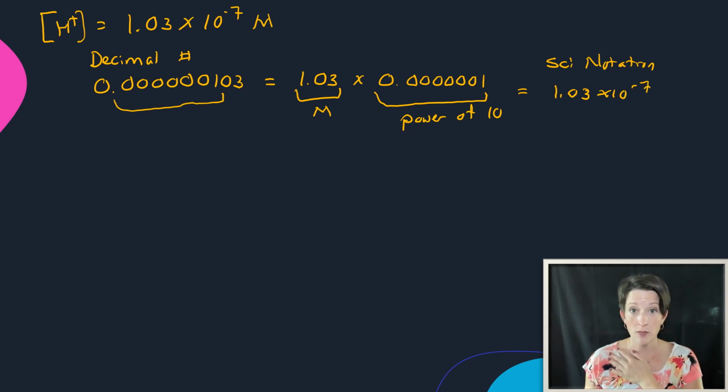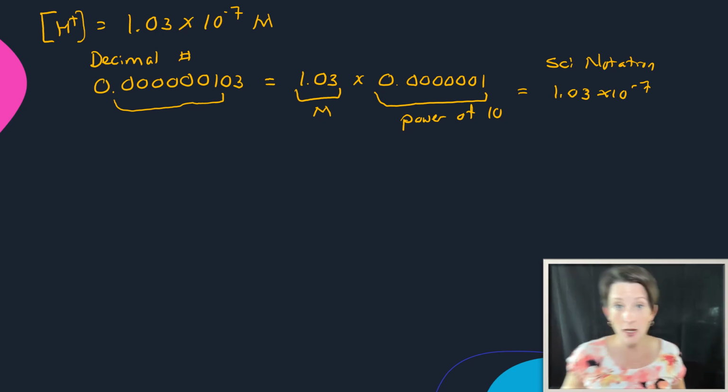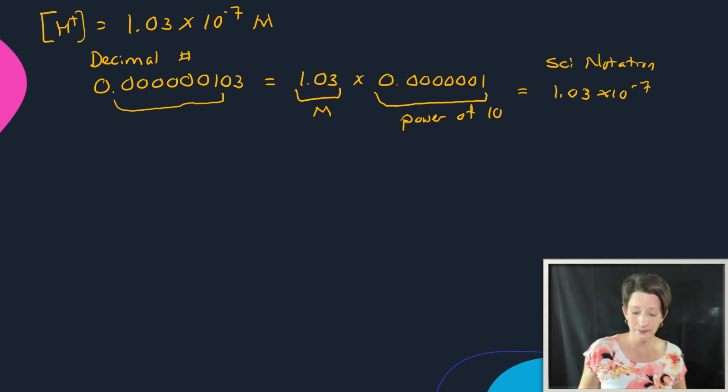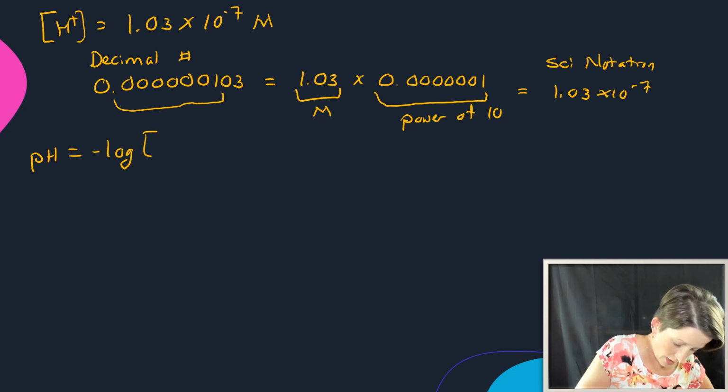So that should be a refresher on where these values come from, how we go from a decimal number to scientific notation, and the power of 10 with that logarithmic scale. We're in the exponential form right now. If we have our pH, it's the negative log of that hydrogen ion concentration.